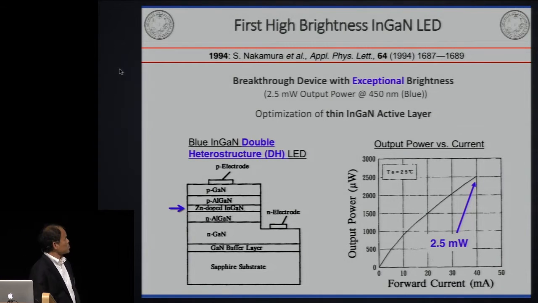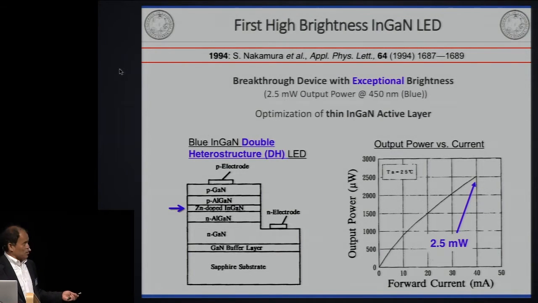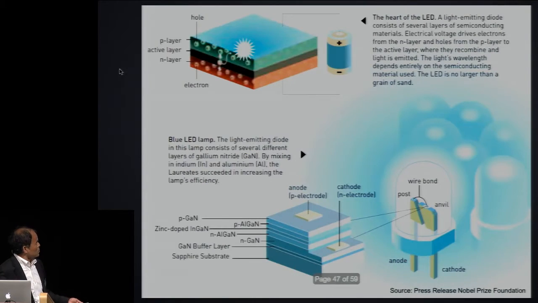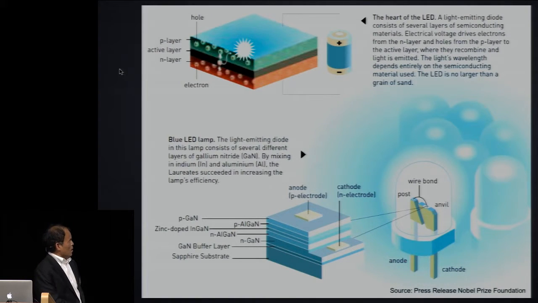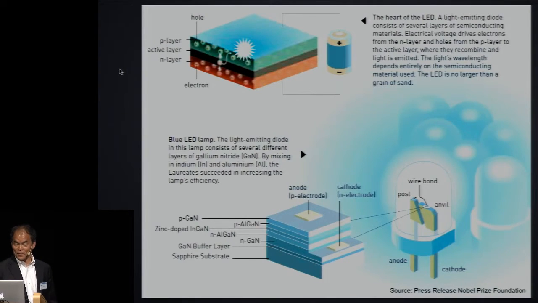And we can get high-efficiency blue LEDs. So in 93, we got high-efficiency blue LEDs using an indium gallium nitride double heterostructure. The indium gallium nitride layer is sandwiched by an N-type layer and a P-type layer. This structure is used in the press release of the Nobel Prize Foundation. They just copied our structure. And they also say double heterostructure. The heart of the blue LED is the double heterostructure, no? So the double heterostructure is required.